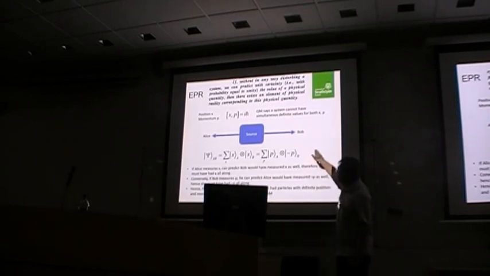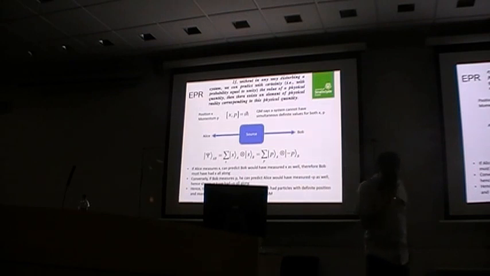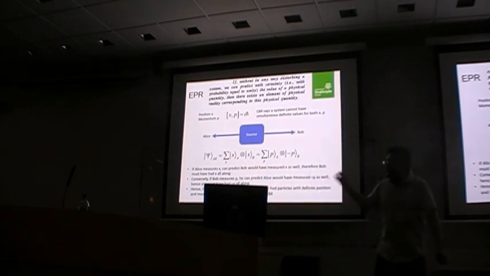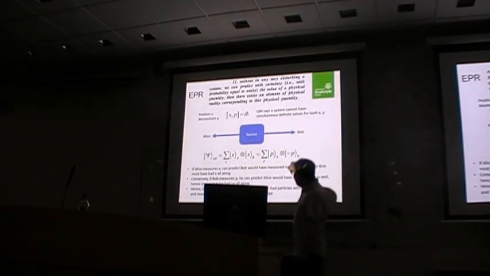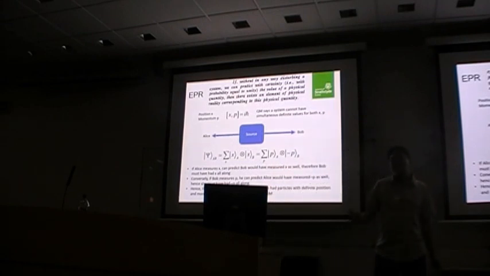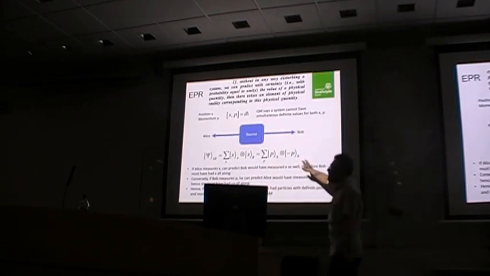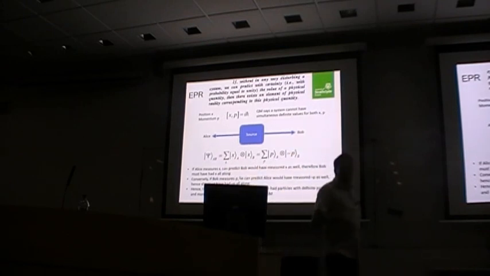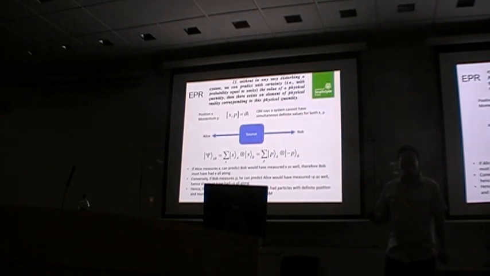Right. Now, Bob, on the other hand, let's say that he doesn't actually measure position. He doesn't need to measure position, because all he has to do is later on ask Alice, oh, what did you get when you measured the position of your particle? Because he knows that Alice can tell him exactly what he should have got if he measured position.